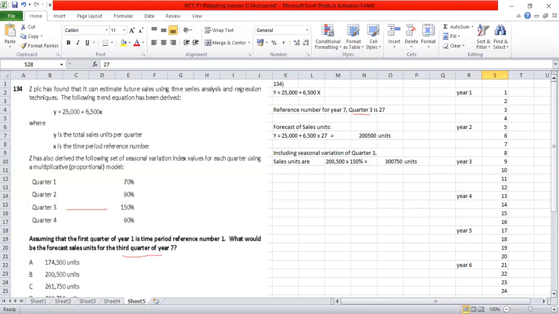Some of the products, maybe detergents or groceries, what do we see? We see that it is uniformly the same throughout the year. But here they have observed that there are seasonal variations and these variations keep varying in each of these 4 quarters in this particular pattern: 70, 90, 150 and 90. So since we are taking up the third quarter estimation, third quarter values change by 150%. So if it is 150%, it is 300,750 units.